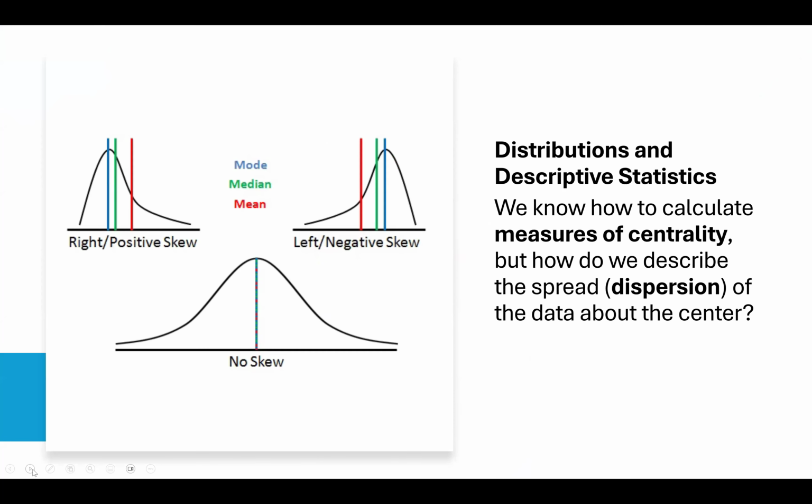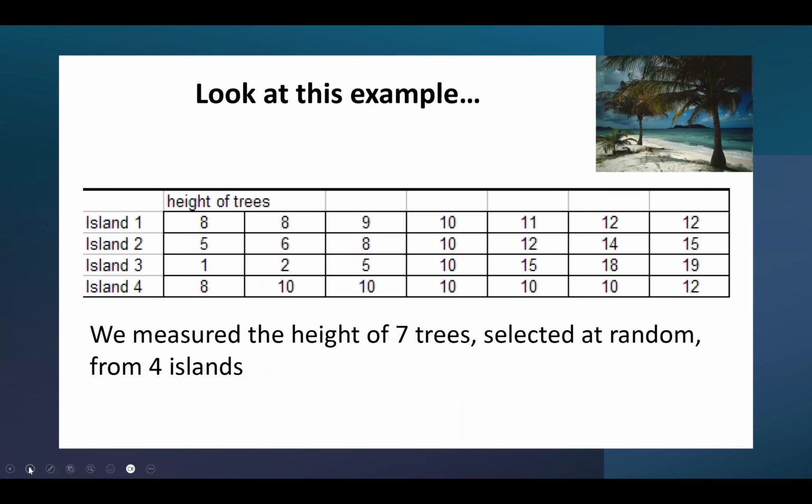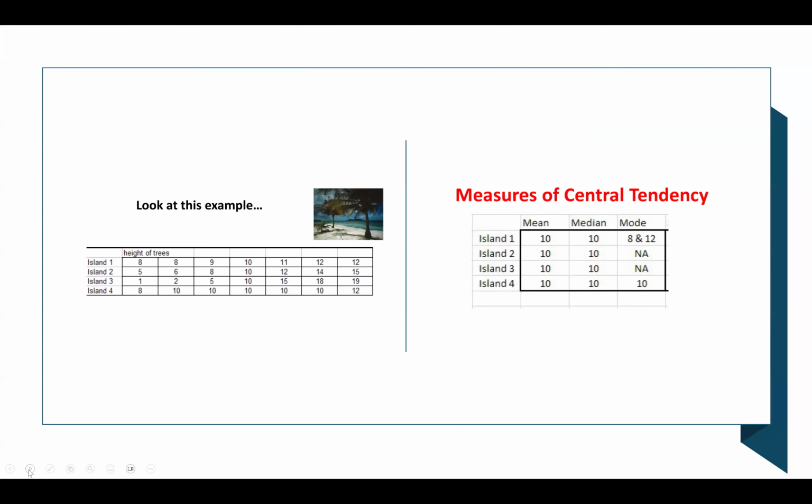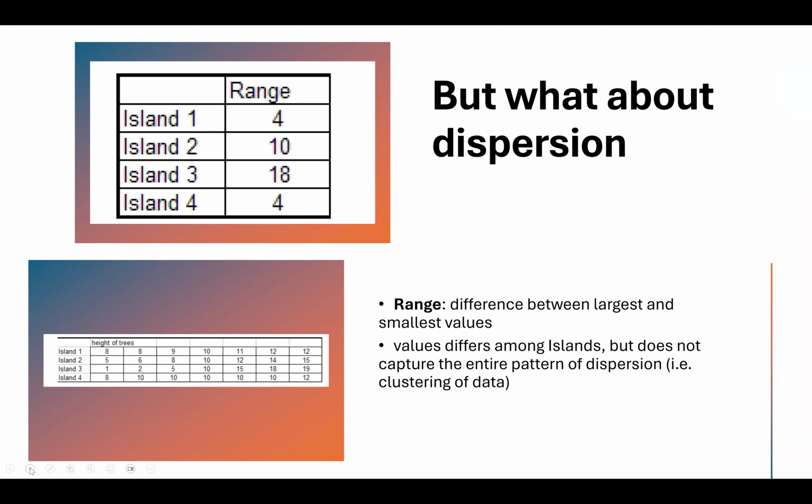Distributions and descriptive statistics. So we know how to calculate the central numbers, right? We just figured all that out. But how do we describe the spread, the dispersion of numbers from the center? Well, that's a little bit trickier. So this is an example. We looked at 4 different islands and measured the height of trees, all right, random from 4 different islands. So these are the random heights of trees across 4 islands. When we do the mean, median, and mode of each one, there isn't a mode, right? Fine, whatever, but there is a mean and a median for central tendencies.